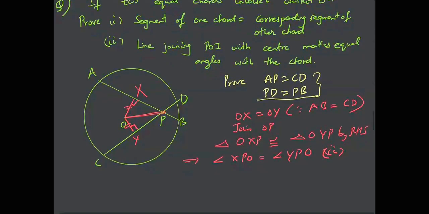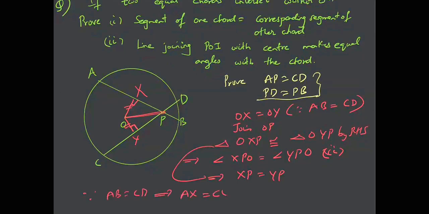So this also implies, since these triangles are congruent, XP is equal to YP, right? And since AB is equal to CD, then their halves are also equal, right? That is AX is equal to CY, because these two chords are equal and the perpendicular bisects the chord. So then these halves are also equal, right? AB is equal to CD implies half of AB and half of CD are also equal. That is AX is equal to CY.